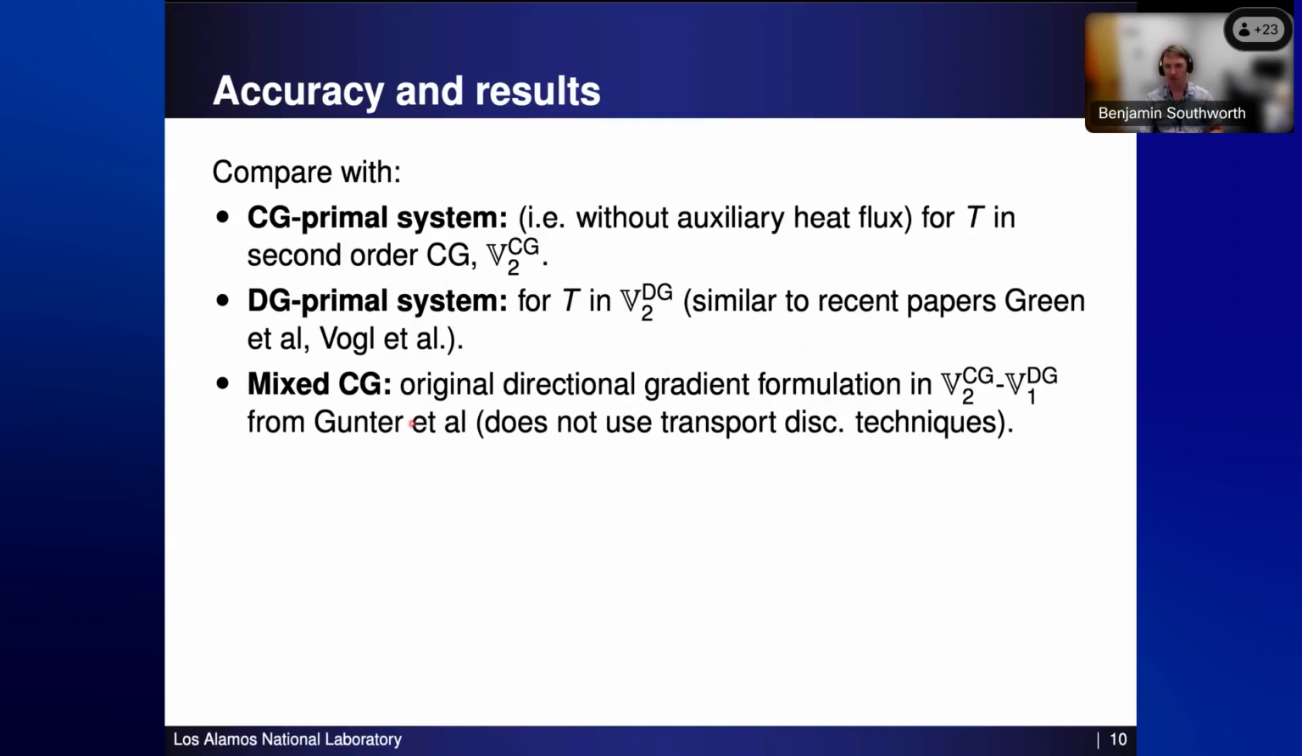A paper by Gunter et al. proposed using this directional gradient formulation, but they do not use any transport discretization techniques. So they do a mixed form, and they use kind of standard CG and DG basis functions and mixed formulations to formulate the system. And so they use CG2 and DG1 in the auxiliary space.